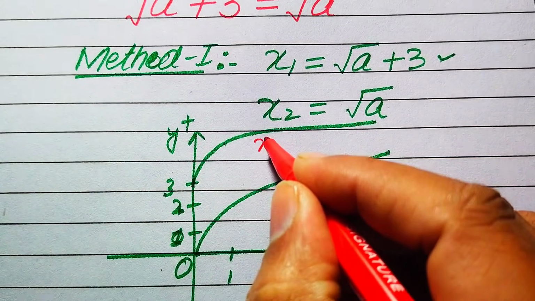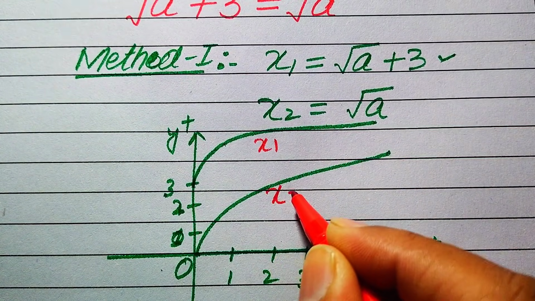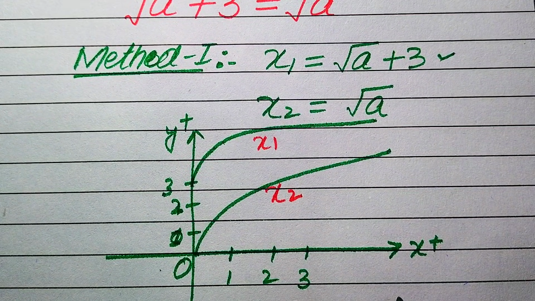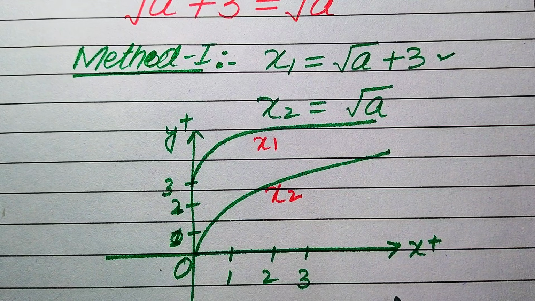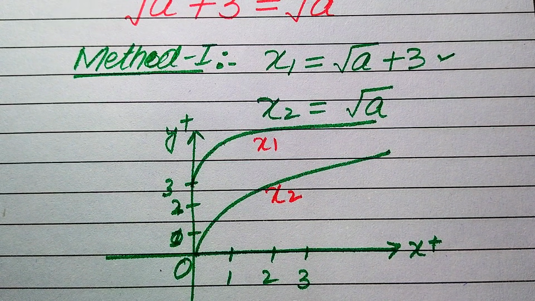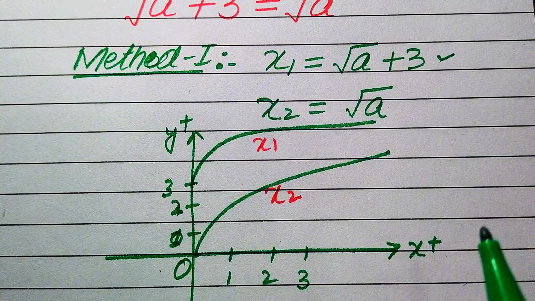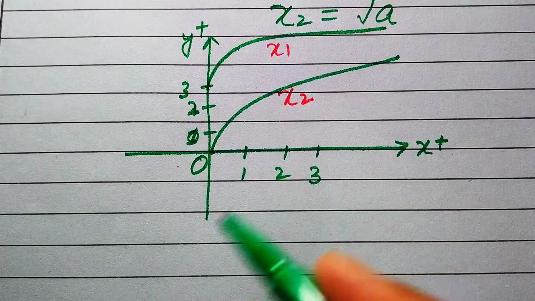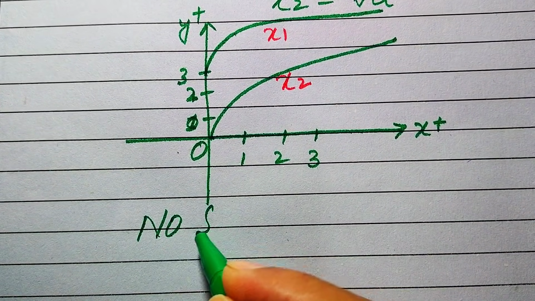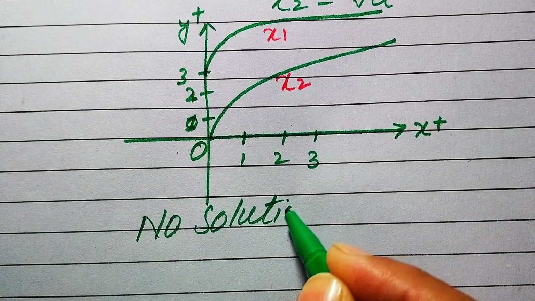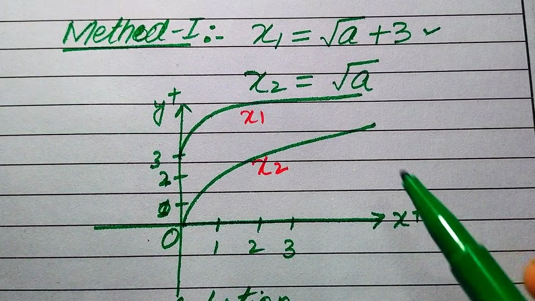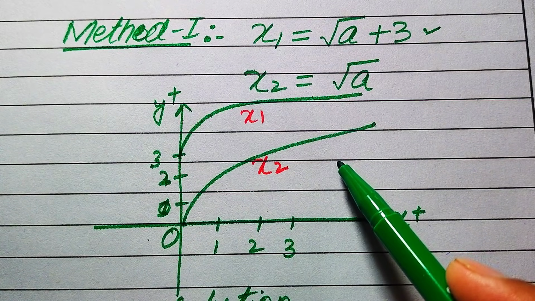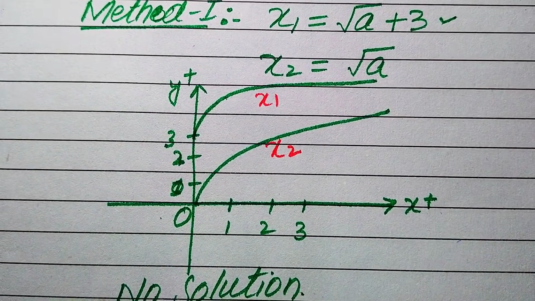This is the graph of x1, this is the graph of x2, and we know that a question has a solution only when both graphs intersect each other. But you see that these two are parallel graphs, and they never meet each other. So finally we conclude that this question has no solution.